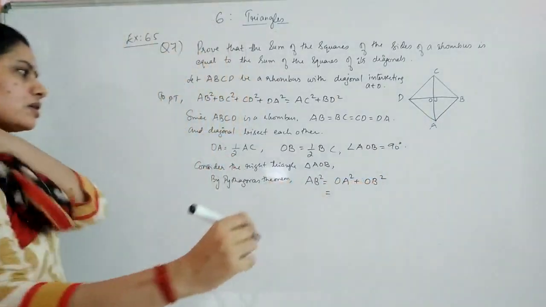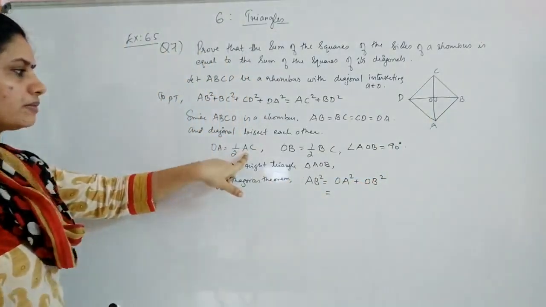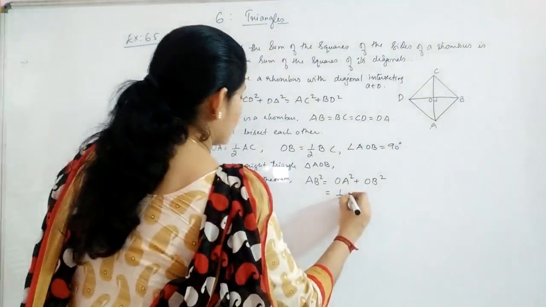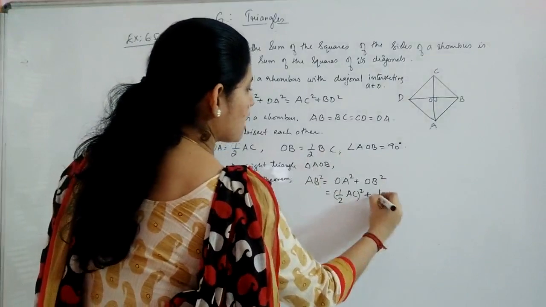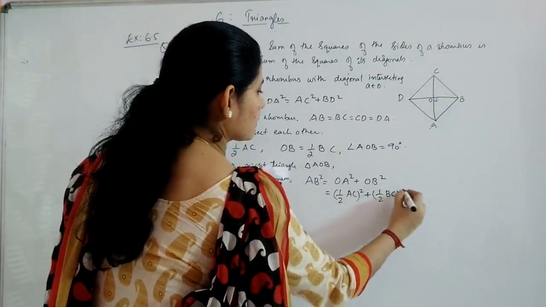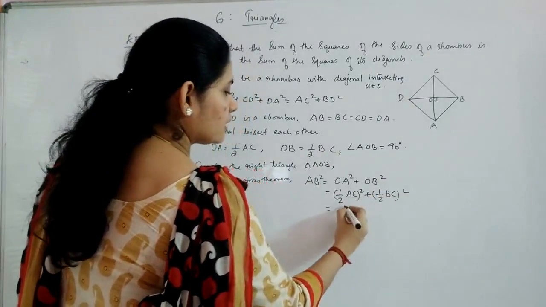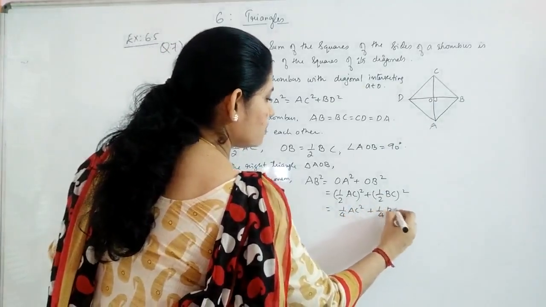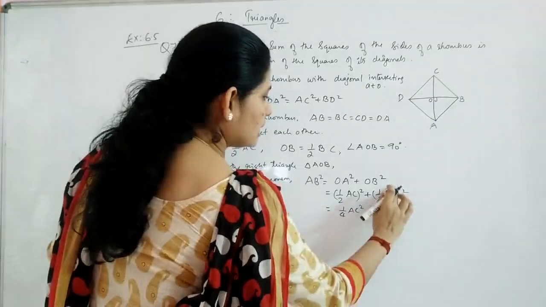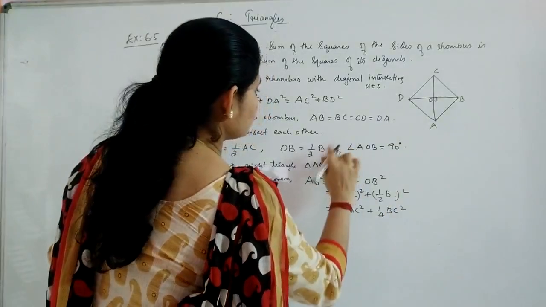Now what is OA square? We will replace it from this: half AC whole square plus OB, which is half BD, whole square. This will give you 1 by 4 AC square plus 1 by 4 BD square.